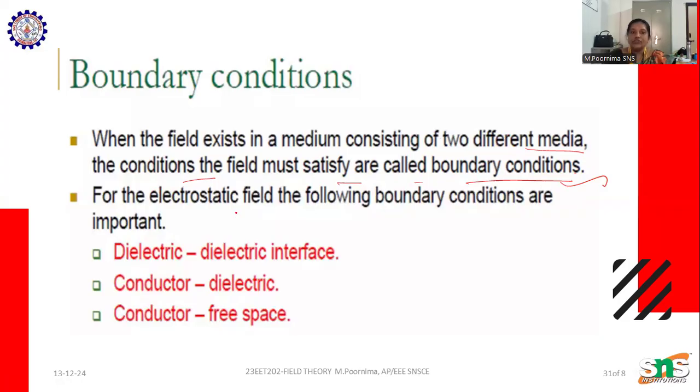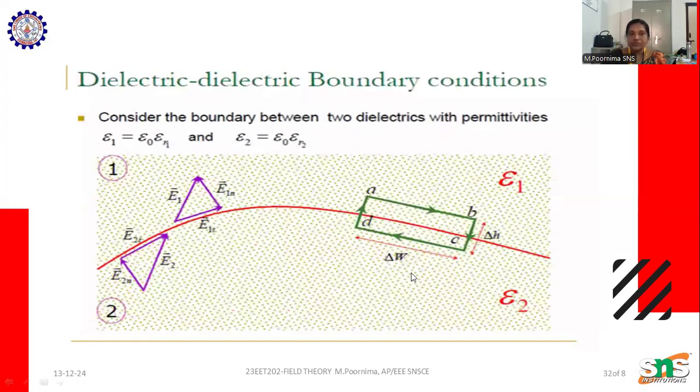For the electrostatic field, the following boundary conditions are very important. That is, dielectric medium, conductor medium, and dielectric-conductor. The dielectric medium covers a dielectric interface, and dielectric and free space. These are the three important media. These conditions are very important for the electric field. First is dielectric boundary conditions.